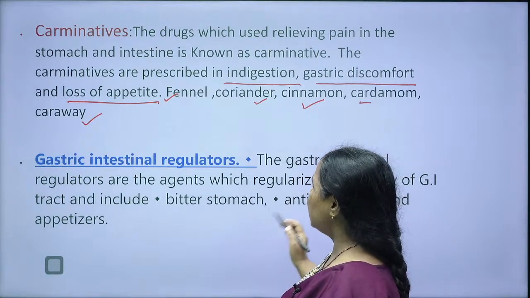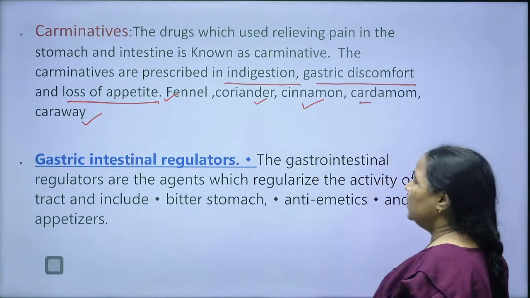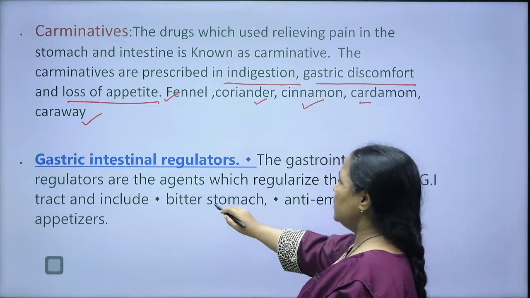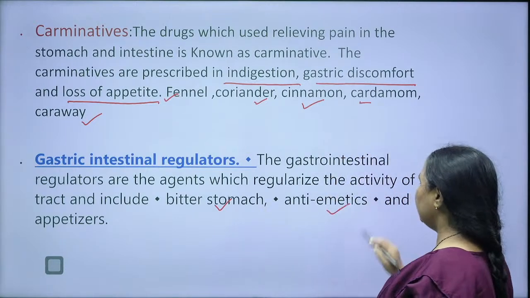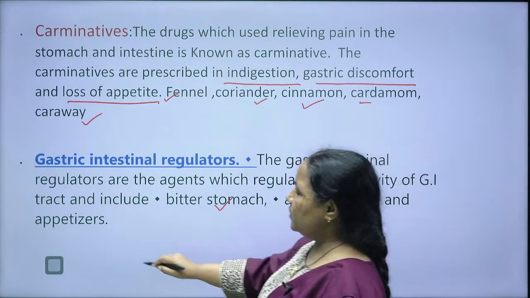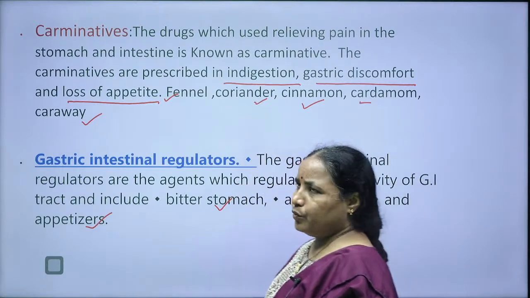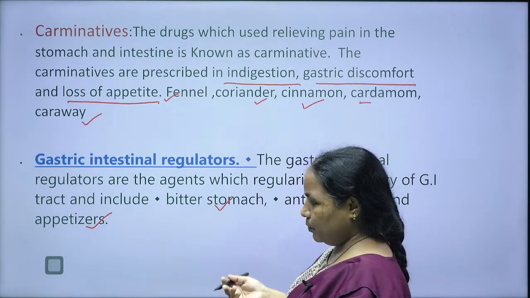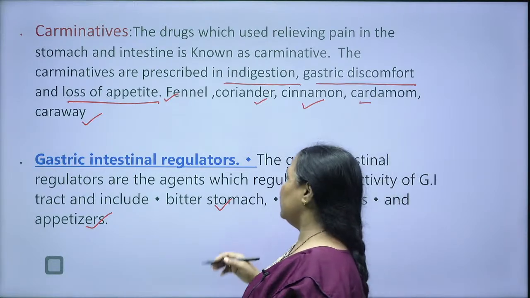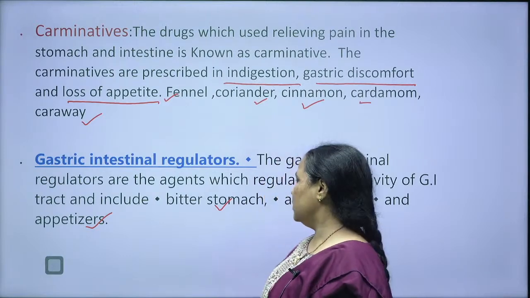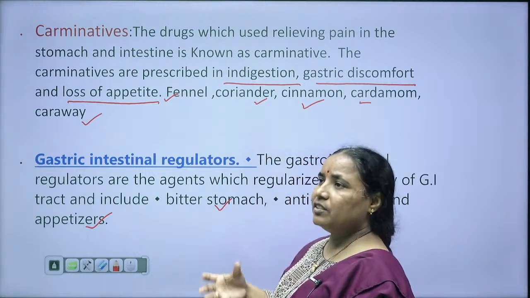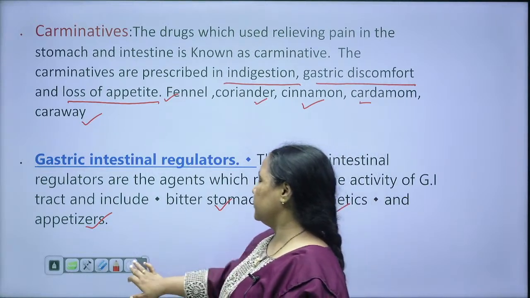And the gastrointestinal regulators are agents which regularize the activity of the GI tract, such as bitters, antiemetics and appetizers, which increase the food taking capacity, or which inhibit emesis, and which relieve the disorders and discomfort associated with the stomach.